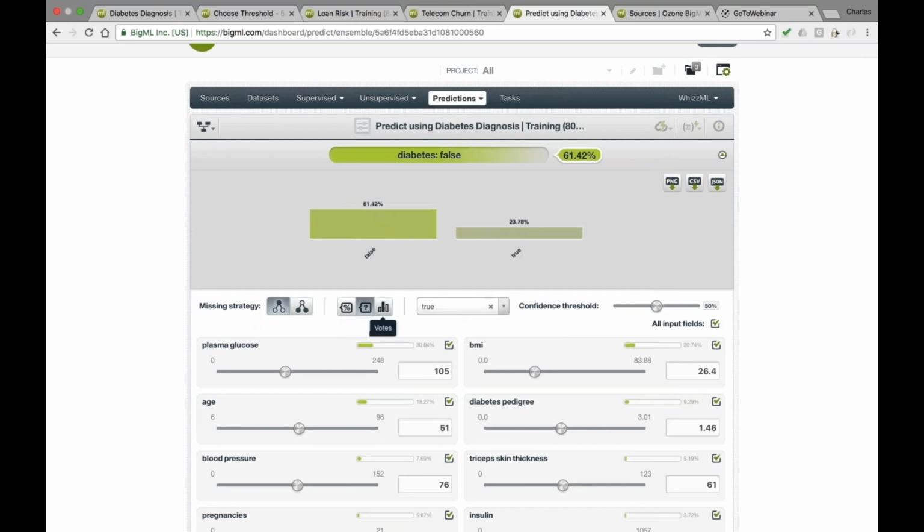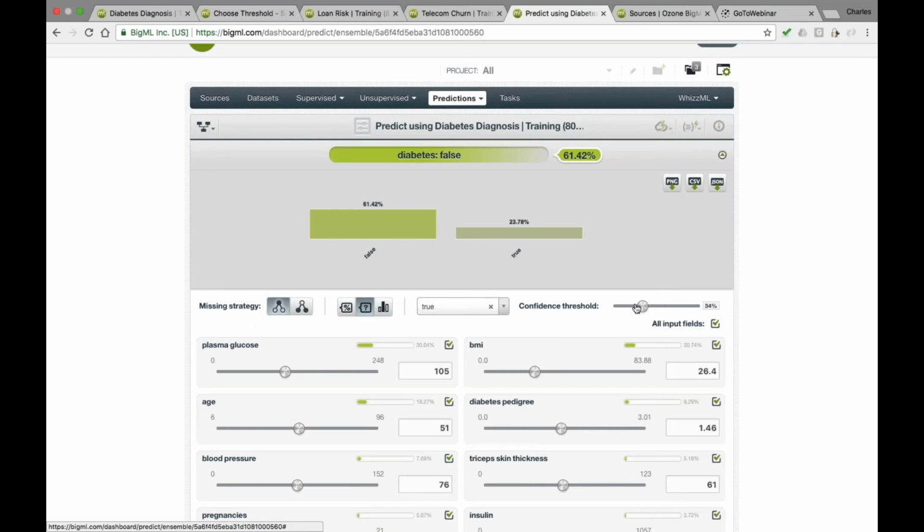If I go to confidence, it's a little more circumspect. Both of those probabilities go down. And if I go to probability, then I get more exact versions of the probabilities given in votes, which is what happens typically. And then the outcome of all this is that if I put my confidence here, we're 23% confident that this person does not have diabetes. If I lower that threshold, you can see that right now I'm predicting diabetes is false.